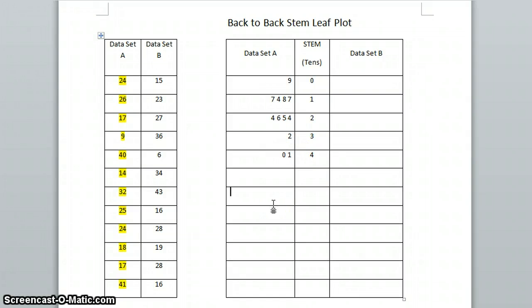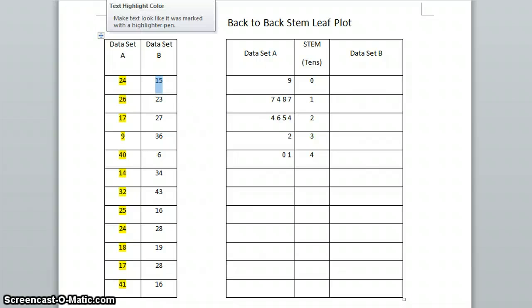So you can get an idea just now by looking at the stem leaf plot for data set A, that most of my numbers are in the 10s and 20s. So let's do the same thing now for data set B, but let's do it on this side, on the data set B side. So let's start with 15.